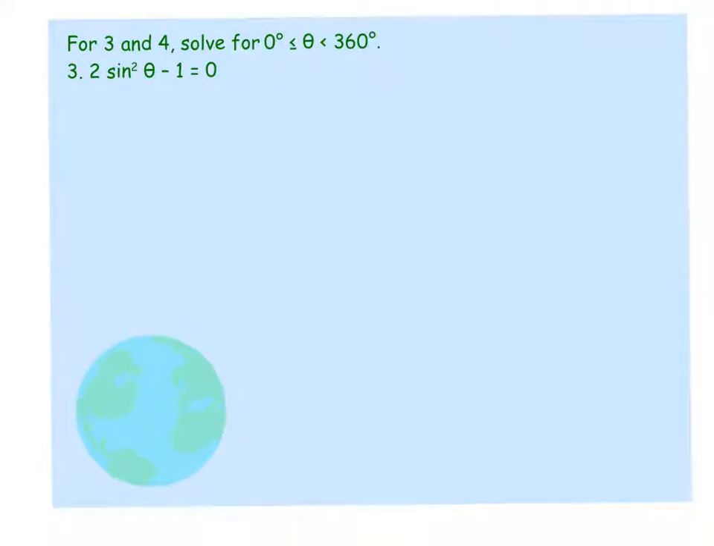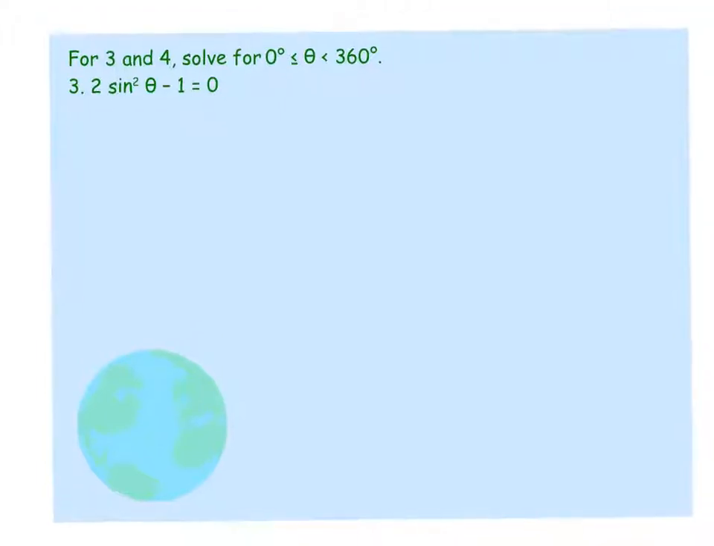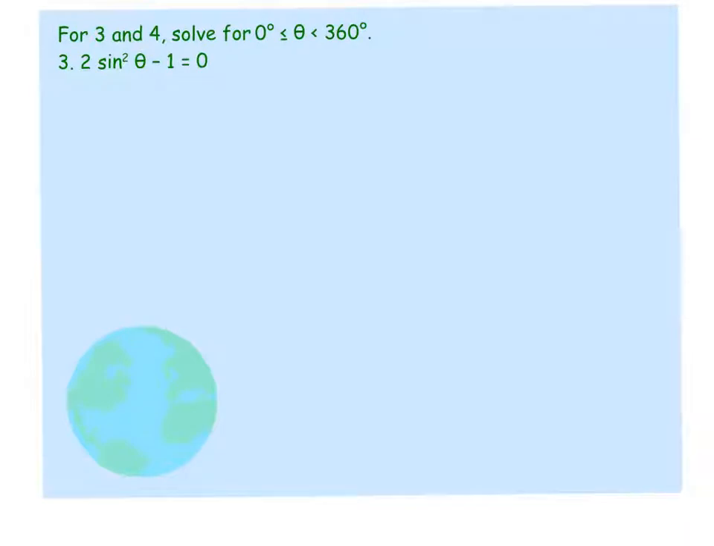All right, so here's a difference. This is telling us to solve 3 and 4 from 0 to 360 degrees. So we'll work in degrees here. The difference here is we have sine squared of theta. We haven't seen one like that. We haven't seen anything like that. So let's get going. You'll see some similarities from other ones that we've solved.